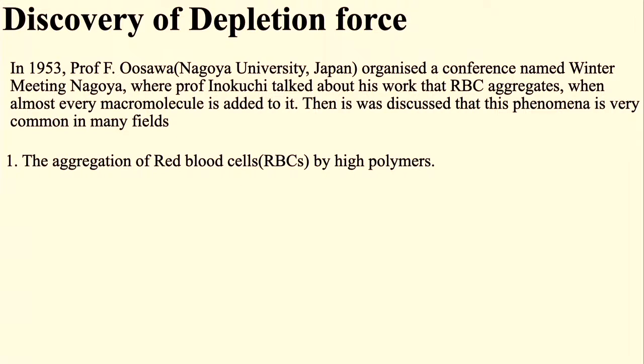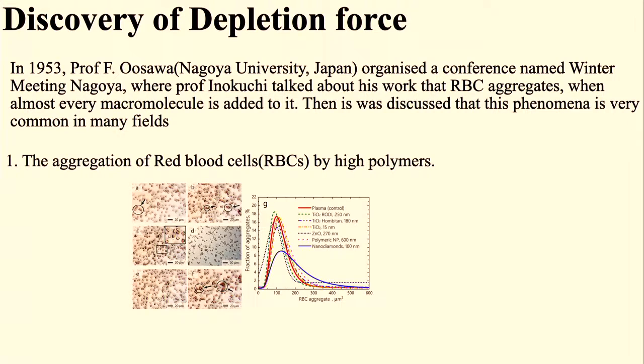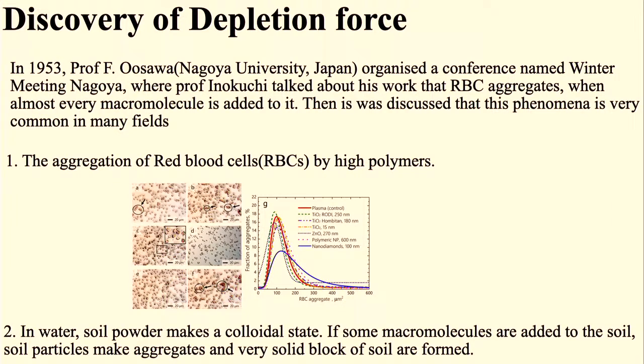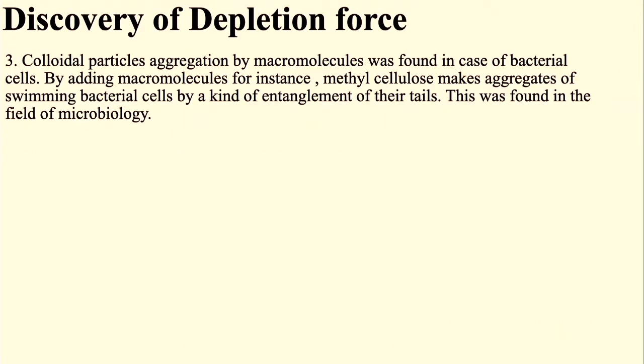I'm giving some examples. For example, the aggregation of red blood cells in high polymer: these kinds of things were known at that time. As you put high polymers on a surface where RBCs are present, the RBCs phase separate from it. Similarly, in water, soil powder makes a colloidal state. If some macromolecules are added, the soil particles will aggregate, and the soil will form a solid block. There are a few other examples as well.